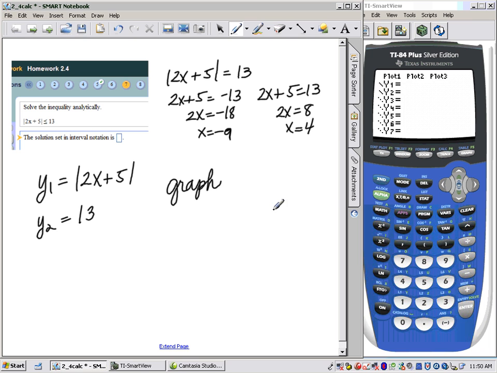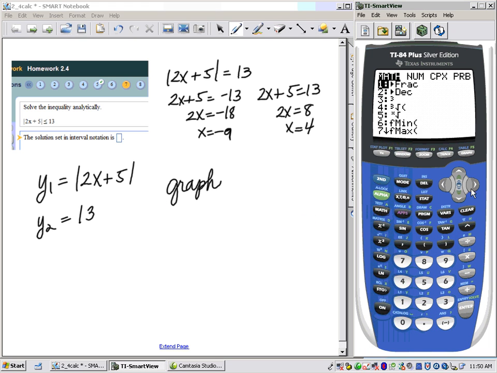So whenever we input on the calculator, remember to do absolute value. We have to press the math key and go over to the number menu and select option 1 of 2x plus 5, and close parentheses and enter. And then we're going to put y2, which is 13. Now let's see if I'm in the standard window.